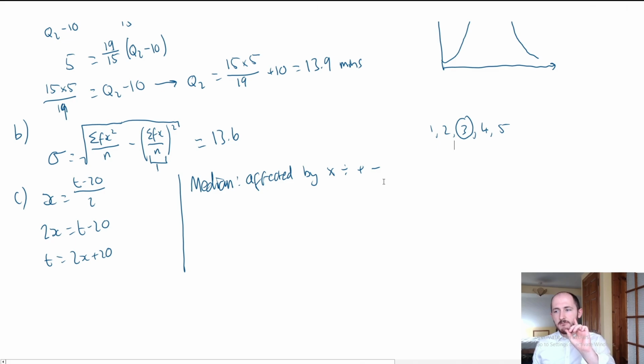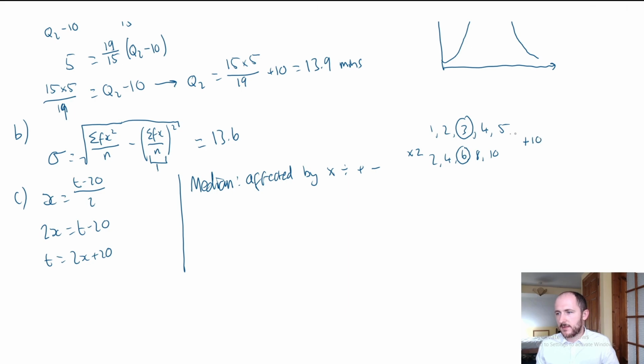But if I double all of these numbers, so we have 2, 4, 6, 8, 10, the median also doubles, right? So if I times them all by 2. The same would happen if I divide it, the median would go back to 3. So it's affected by times and divide. Makes sense, right?